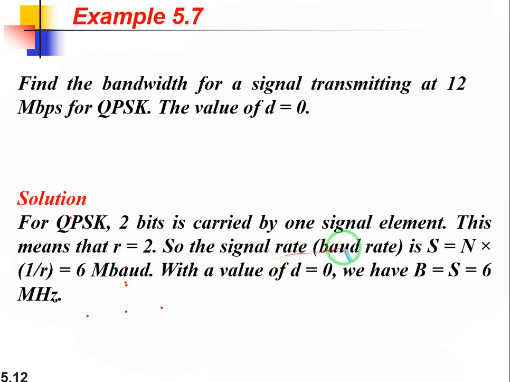So the signal rate or the baud rate is S equals N multiplied by 1 over r. How much is your bit rate? 12 Mbps, and r is 2. So divide by 2, it's going to be 6 megabaud. So your signal rate, your baud rate, is 6 megabaud. With the value of d equal to 0, you use the formula of bandwidth for a QPSK and you will get your bandwidth.